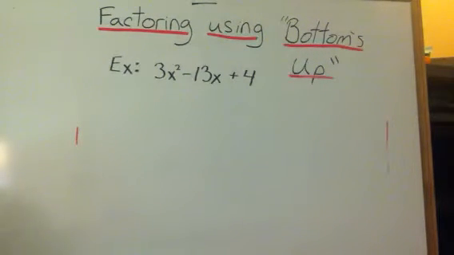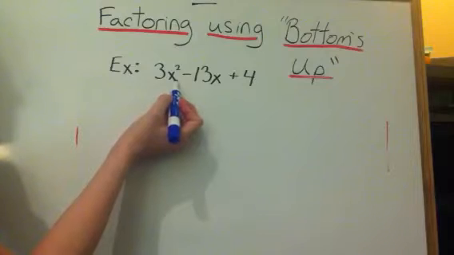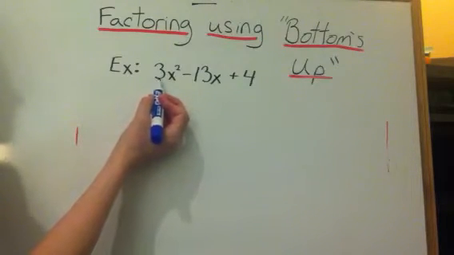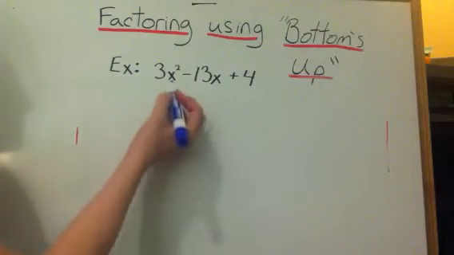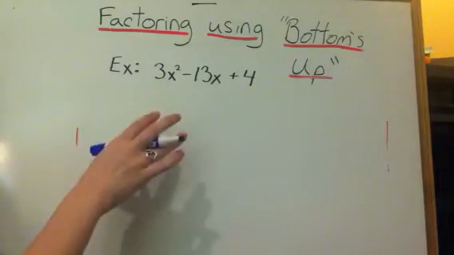Hey guys, okay, so I'm going to show you how to factor using a method called bottoms up. Now we use this method whenever we have a number in front of the x squared term that is not a 1. In this case we have a 3 right here. So we can't factor this like we normally factor trinomials. We have to use a different method. There's many different methods. I prefer this one.